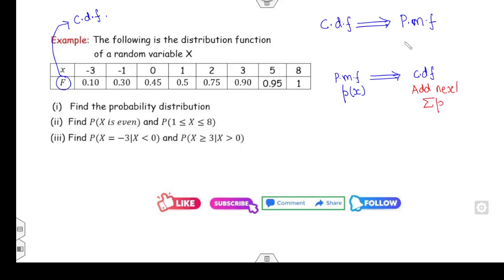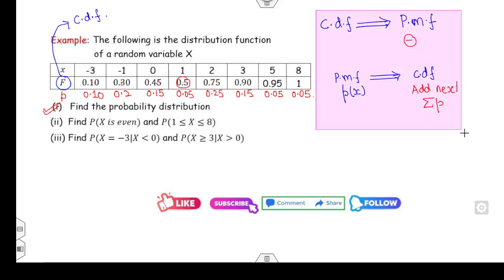But how can you do the converse? You can subtract the numbers. The first number remains the same. Fine. You can subtract them: 0.2, 0.3 minus 0.1, 0.45 minus 0.3, 0.5 minus 0.45, 0.75 minus 0.5, 0.90 minus 0.75, 0.95 minus 0.90, and this number is 0.05. And this is the answer of the first part.